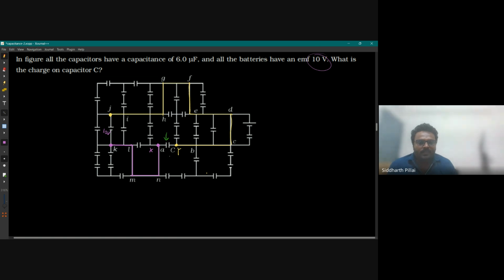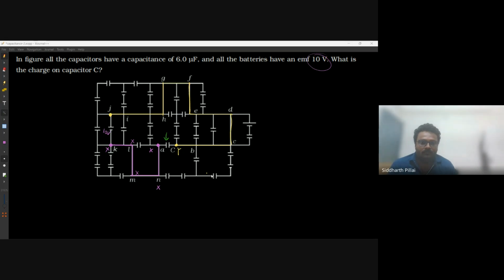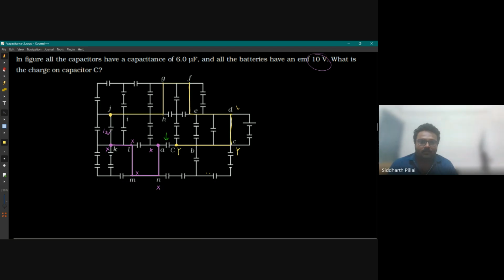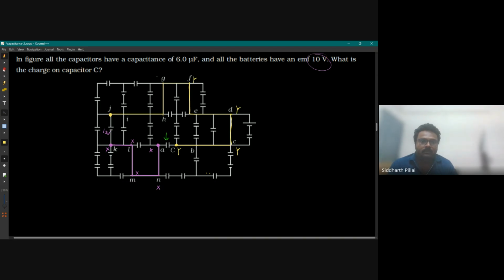Which means if this point is X, so is this, so is this, so is this, and so is this. If this point is Y, all these conductors mean all these points have the same potential Y, Y, Y, Y, Y, and Y. Correct. Between X and Y, the potential is 10 volt because of that cell. And you have a capacitor, just one capacitor between X and Y.